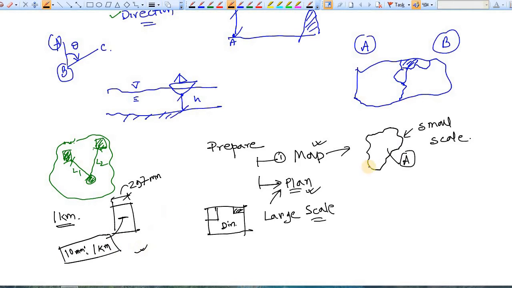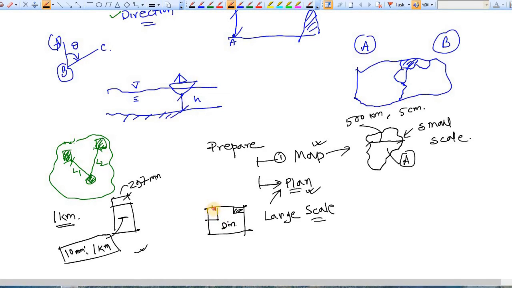Of course, in this drawing of map of a country, it may be 50 kilometer or 500 kilometer, which is represented by only few centimeter, let's say 5 centimeter. Whereas in this plan of building, the size of your bedroom is hardly, let's say, 5 meter, and you represent it with 5 centimeter. So of course here scale is large compared to this one.